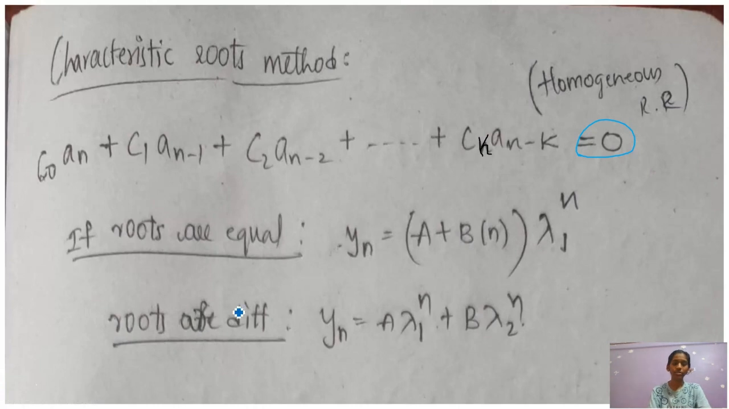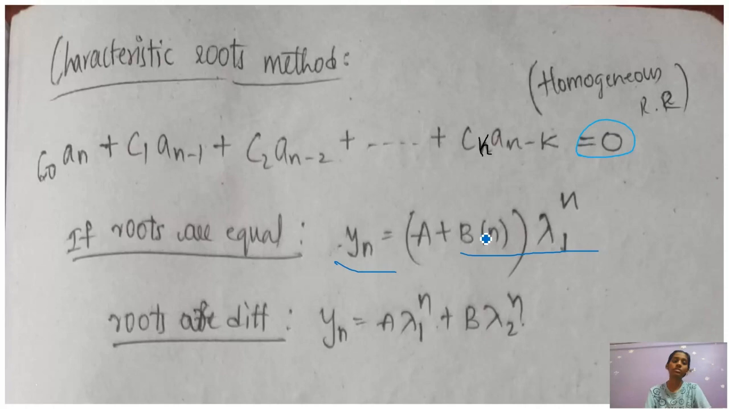When we get all the roots as equal, we will be writing the final solution as yn is equal to a lambda 1 power n plus b n lambda 1 power n. Here I have taken lambda 1 power n as common. As roots are equal, we'll be taking it common. So this is the expression for 2 equal roots.